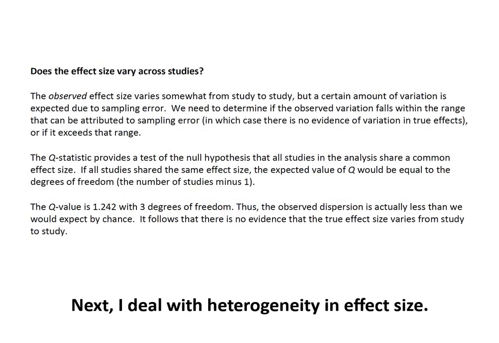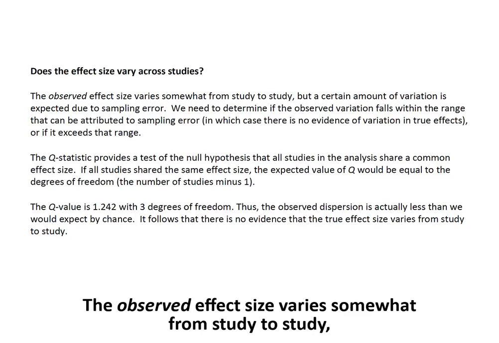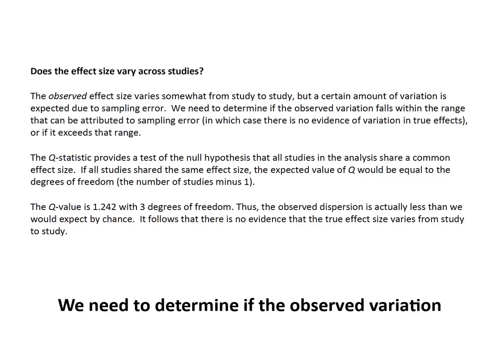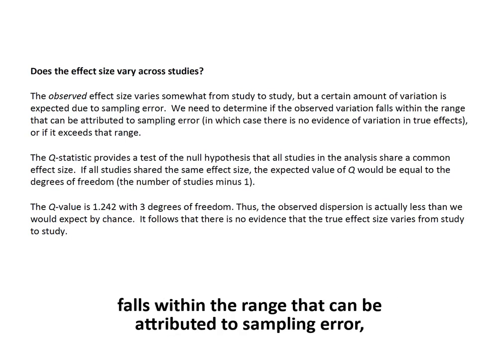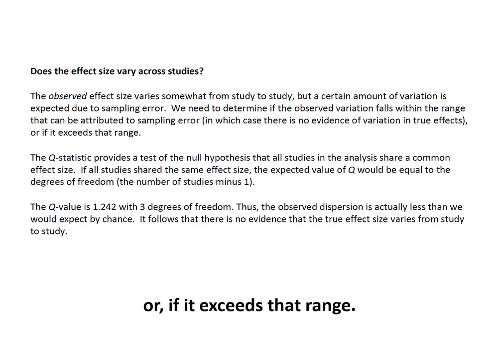Next, I deal with heterogeneity in effect size. How much does the effect size vary across studies? The observed effect size varies somewhat from study to study, but a certain amount of variation is expected due to sampling error. We need to determine if the observed variation falls within the range that can be attributed to sampling error, in which case there's no evidence of variation in true effects, or if it exceeds that range.